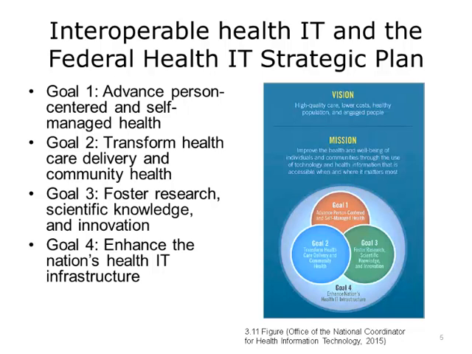The functional goals of the strategic plan are 1. Advance person-centered and self-managed health. 2. Transform healthcare delivery and community health. And 3. Foster research, scientific knowledge, and innovation. These 3 goals need interoperable health IT. So there is one more goal which all 3 of these goals rely on. That 4th goal is Goal 4, which is to enhance the nation's health IT infrastructure. Let's look at the 4th goal in more detail.